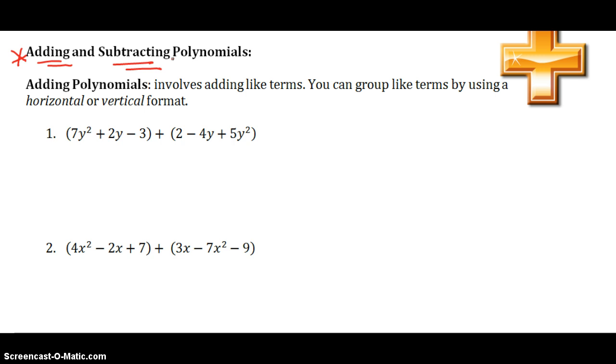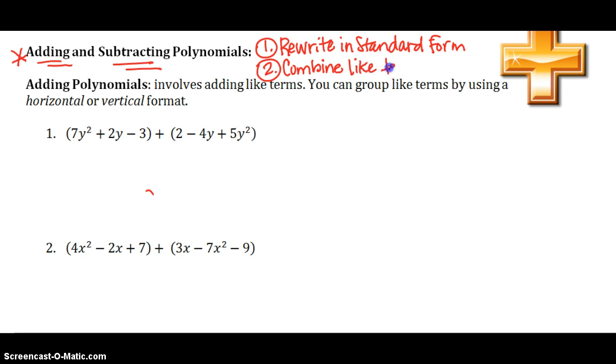Two things to keep in mind. First, we want to rewrite the polynomial in standard form. And second, remember that you're basically combining like terms. When you combine like terms, you add the coefficients. Also, don't forget that the sign travels with the term. So we're going to rewrite in standard form, then concentrate on combining like terms, and realize that our sign stays with our term.